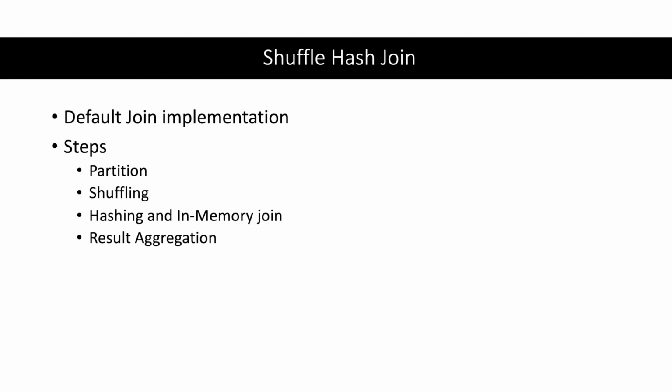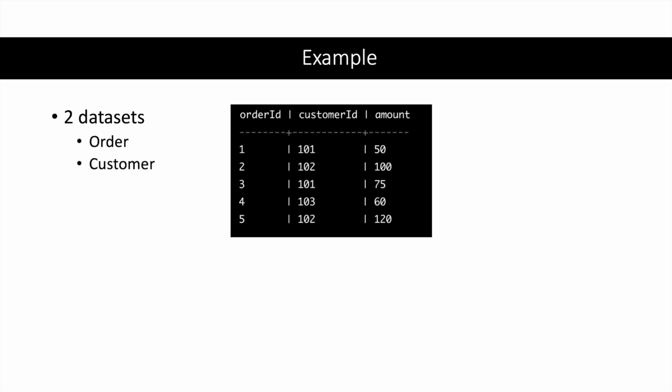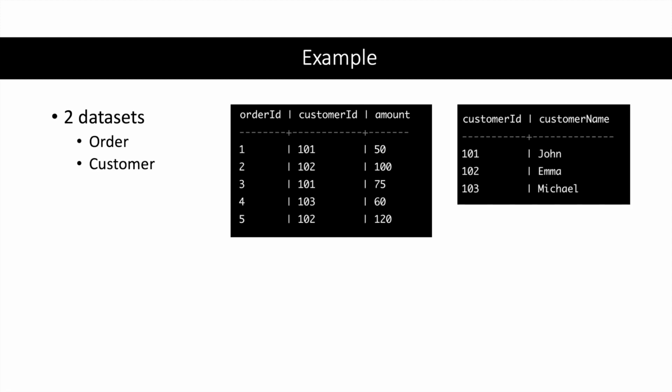Let us understand it with an example. Suppose you have two datasets. One is an order dataset, another is a customer dataset. Let us assume this is the data for the order dataset and this is the data for the customer dataset. I want to join these two tables based on the customer ID column.